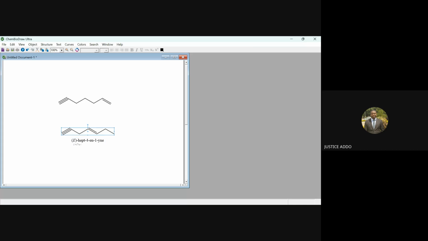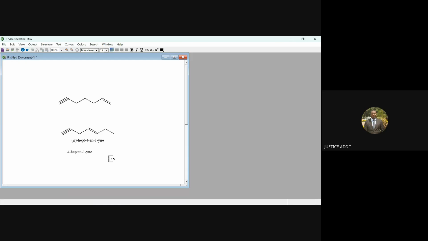Please forget about the E. You know why the E is there? The E is the geometry of the double bond. But you forget about the E. It is not an important thing here. Look at the rest: hept-4-en-1-yne. Is that right? You can write the same as 4-hepten-1-yne, the same thing.